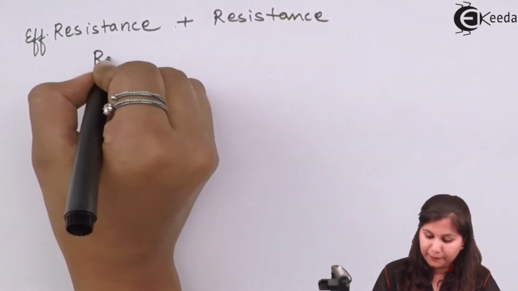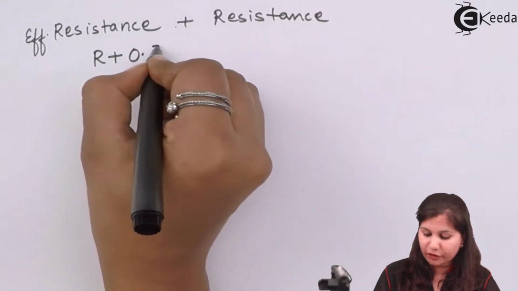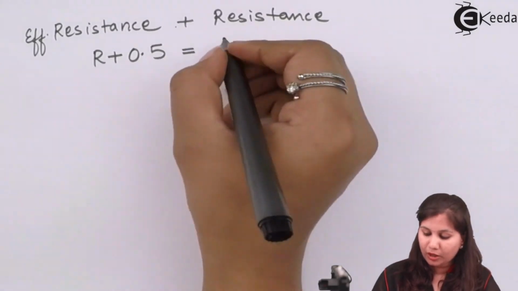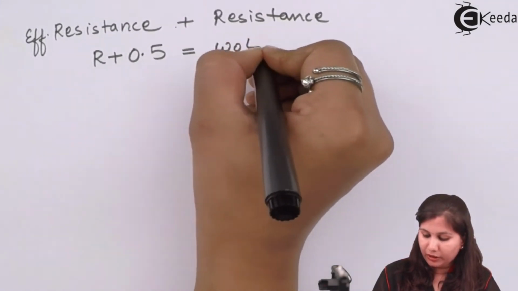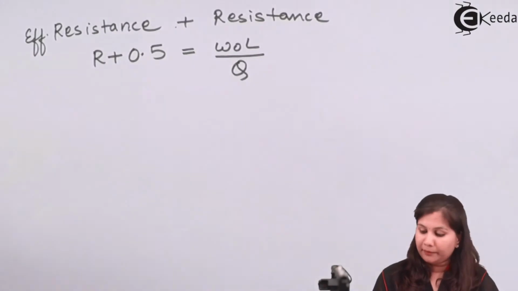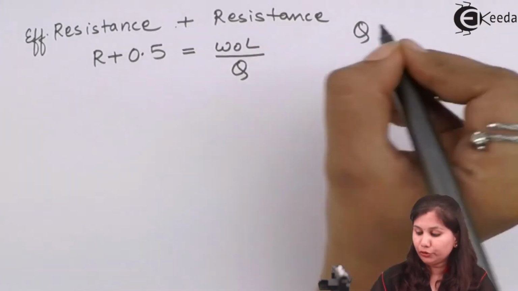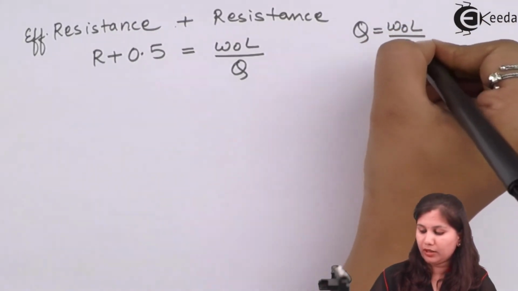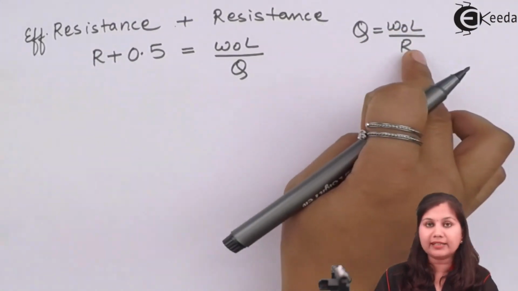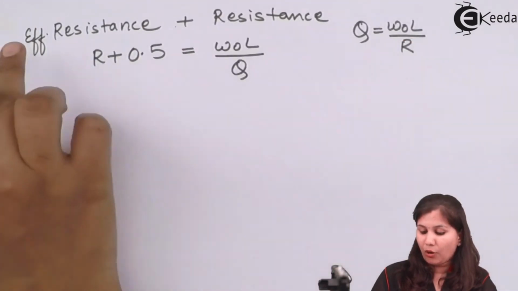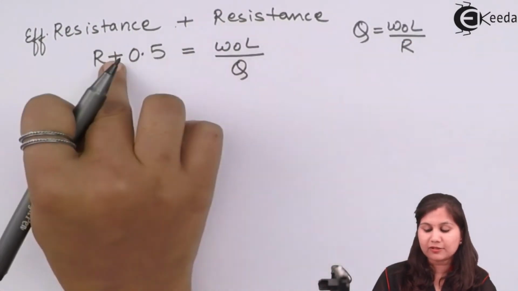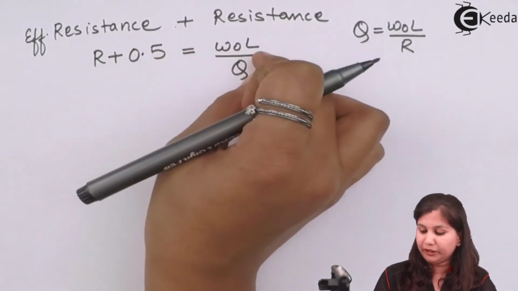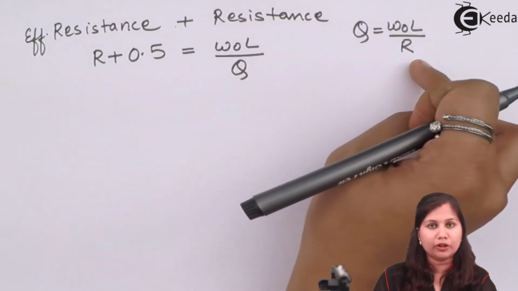So R plus the value of the resistance given to us, 0.5, will be equal to omega naught L by Q. Because we know that the quality factor Q is equal to the ratio of omega naught L upon R, and R is the effective resistance. Now along with the effective resistance, this resistance is also added in series with it. So the total value is written here, and it will be equated to omega naught L upon Q.